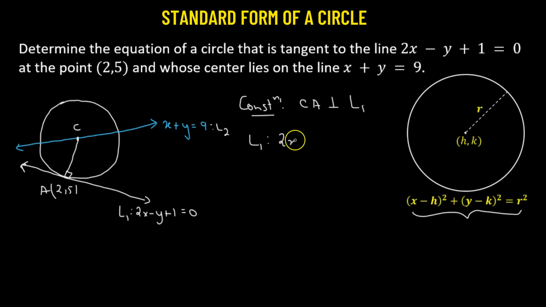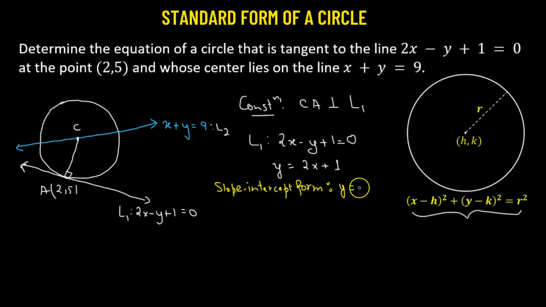It's given here that this is 2x minus y plus 1 equals 0. Now let's rewrite this equation. We'll keep y on the left hand side and transpose everything to the right hand side, so we'll get y equals 2x plus 1. The reason we're writing it this way is because we know the slope intercept form, y equals mx plus c, where m represents the slope of the line and c is the y-intercept. If we compare it, we immediately get the value of the slope. So our slope comes out to be 2. The slope of line L1 is 2.